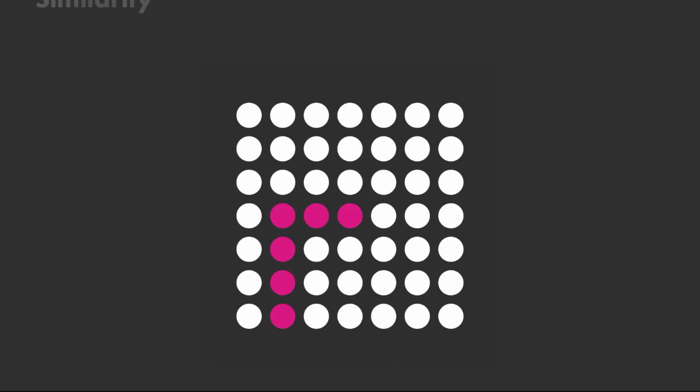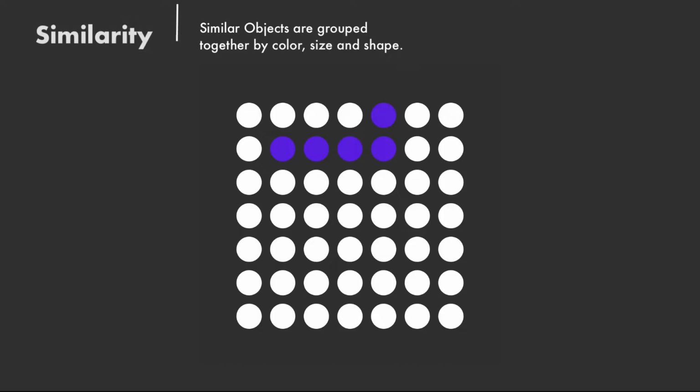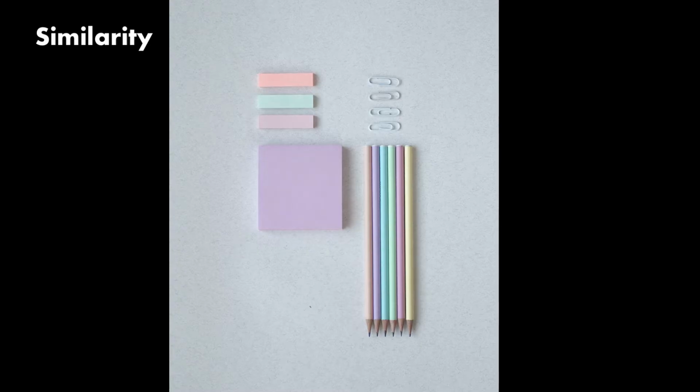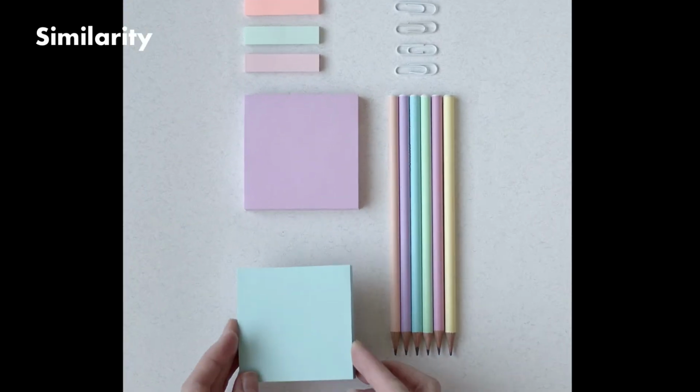Let's first start with similarity. Our brains like to group objects together regardless of where they are placed. In this case, we group these circles based on color, not by location. The human brain loves to categorize things.